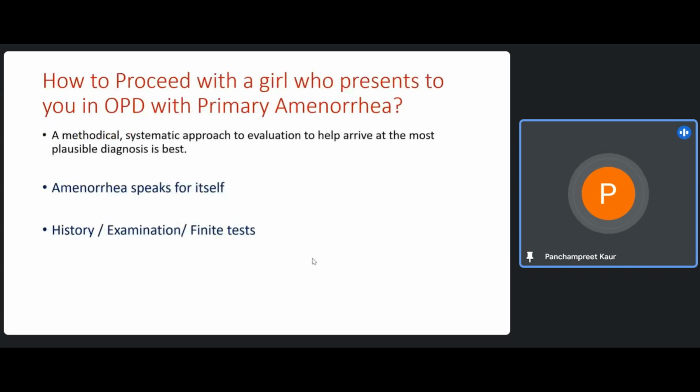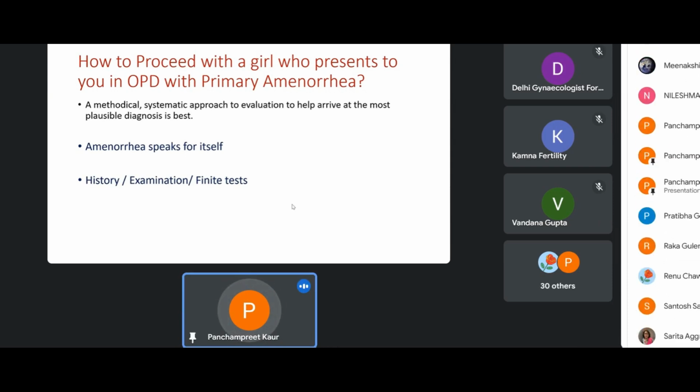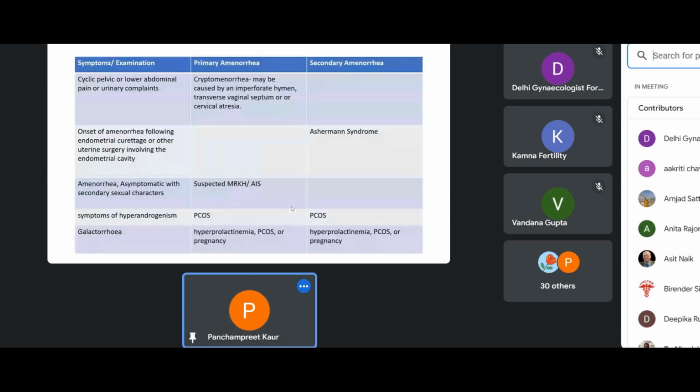If a girl comes to us in the OPD with primary amenorrhea, a methodical, systematic approach to evaluation helps us arrive at the most plausible diagnosis. Amenorrhea speaks for itself. We need a detailed history, examination, and finite tests. It is not that we have to order a whole battery of tests; there are specific tests. Sometimes even without testing, we can come to a diagnosis with history and examination itself.